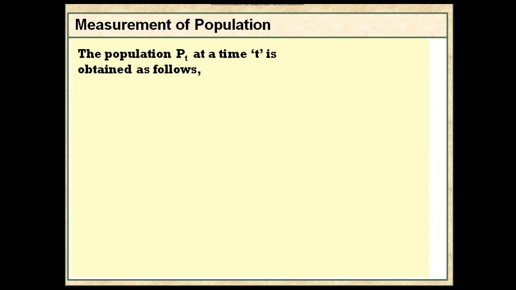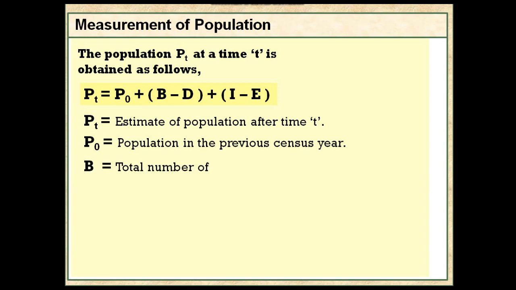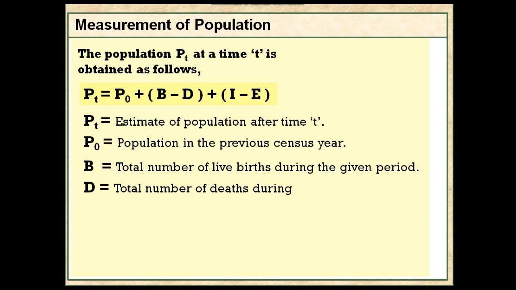The population Pt at a time t is obtained as follows. Pt equals P0 plus B minus D plus I minus E, where Pt is the estimate of population after time t. P0 is the population in the previous census year. B is the total number of live births during the given period. D means the total number of deaths during the given period.